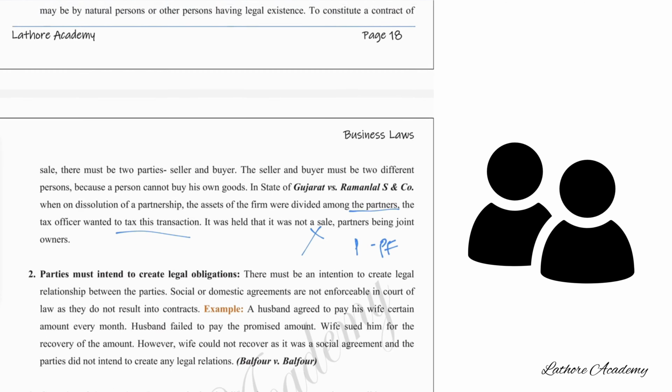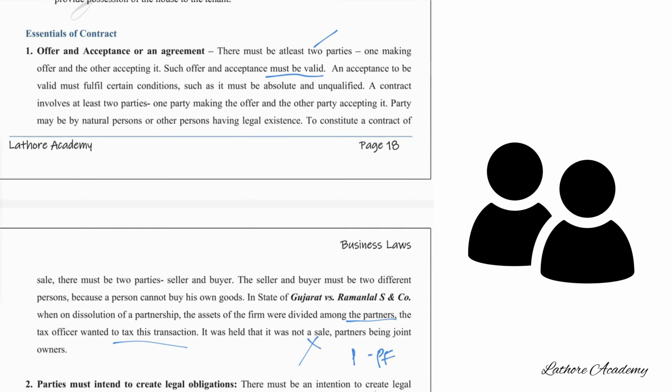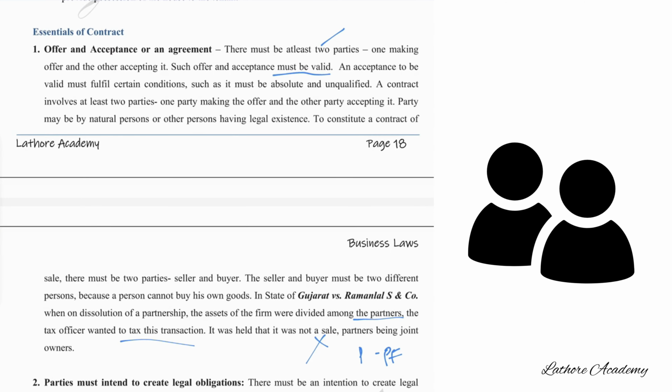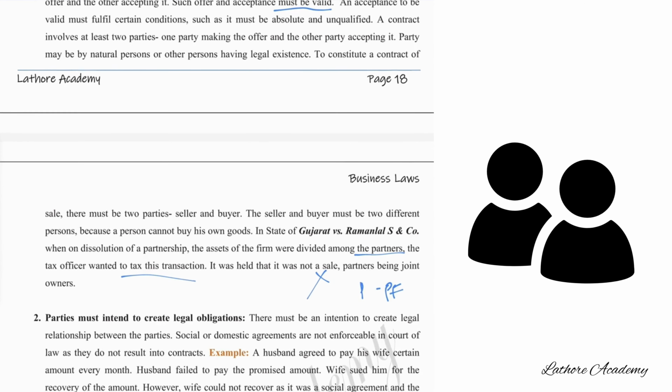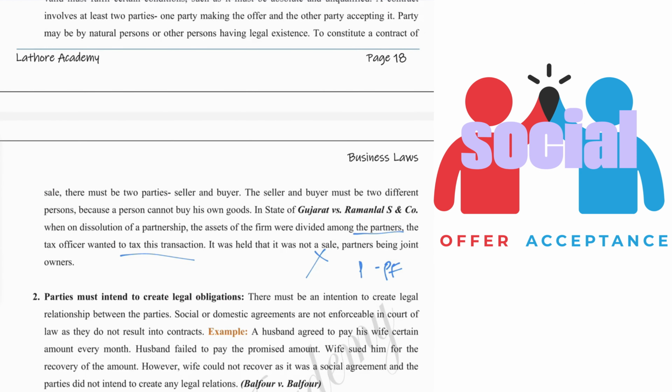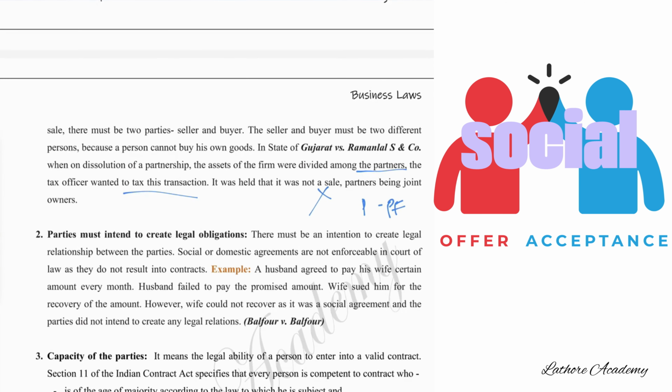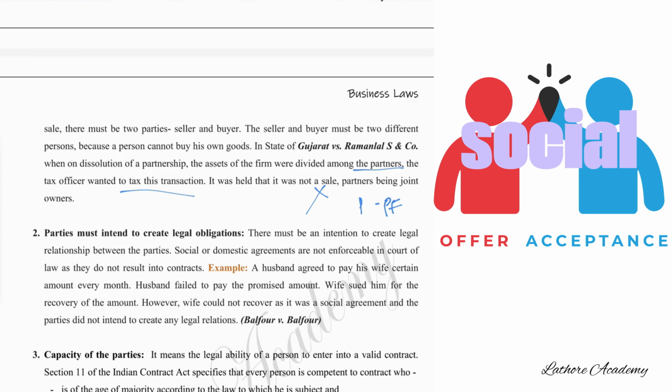So there has to be two parties. From that perspective, an agreement which is enforceable by law is a contract. Two parties, one offerer and another is offeree, meaning the essential element is that offer and acceptance has to be there and it has to be valid.